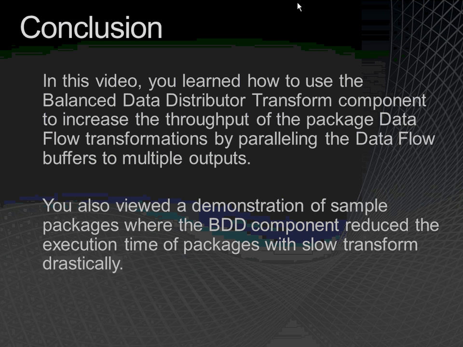So in this video, you learned how to leverage the Balanced Data Distributor component to increase the throughput of a package that has really slow transformations in it. You also viewed a demonstration where we saw how the BDD component drastically reduced the execution time of a package having a slow performing transform.